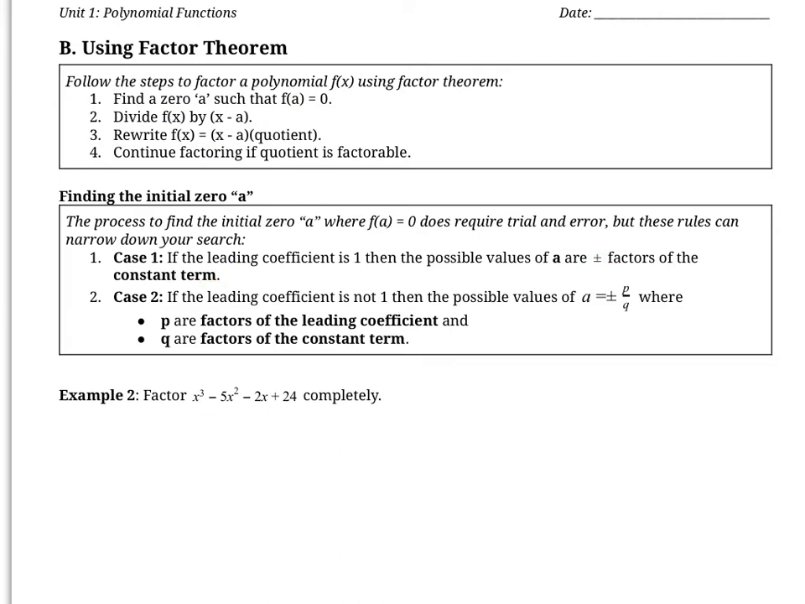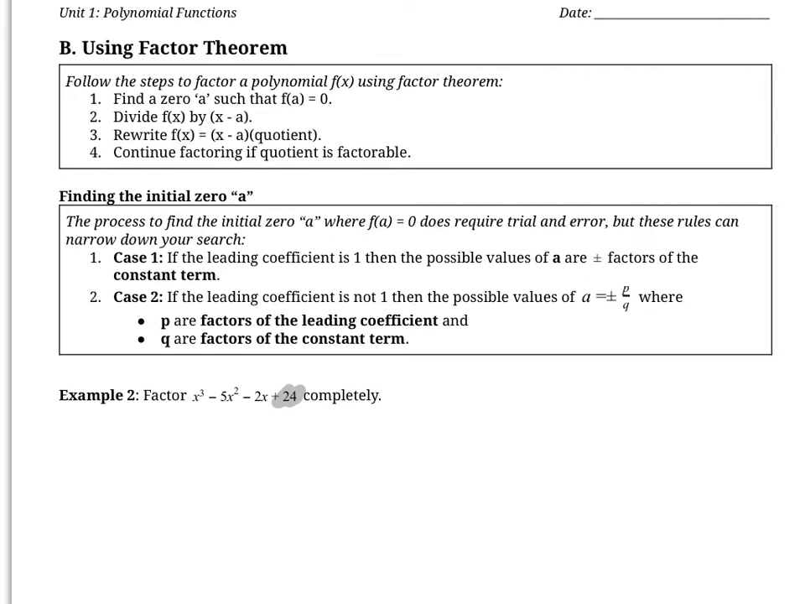So if we take a look at this guy down here, our constant term is 24. If you take a look back at our previous example, the constant term was 3. So in the previous example, the only numbers that were going to work were factors of 3. And that was going to be plus or minus 1 or plus or minus 3, which is why 3 worked.